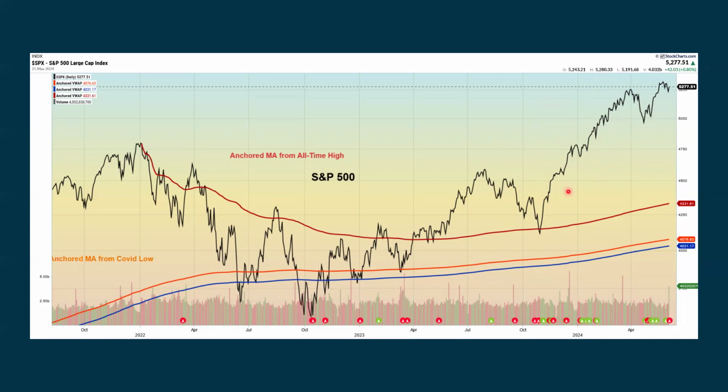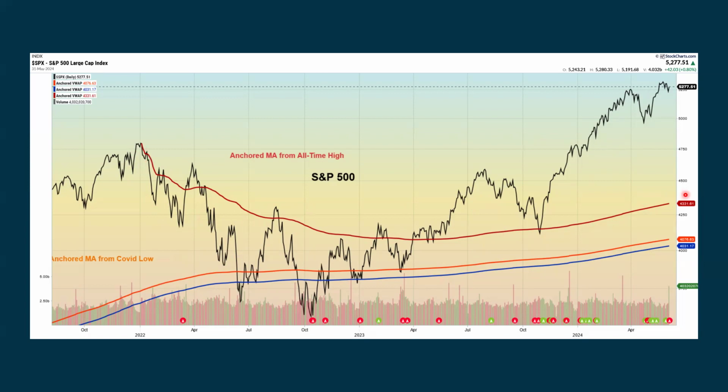Now, an anchored moving average is different than a regular moving average. If you have a 10 period moving average, that takes the price right now and then calculates the last 10 periods to come up with its current value. An anchored moving average, you can put back to some kind of previous high or low, and then it extends forward from there.